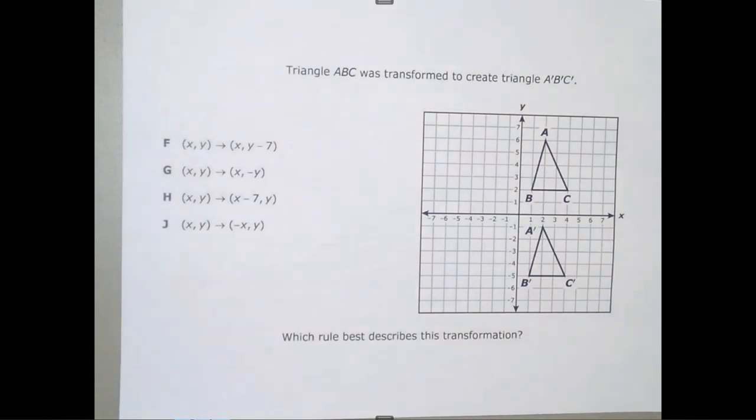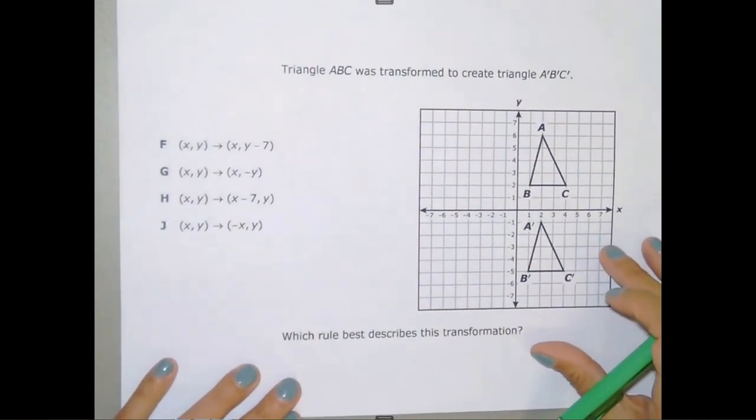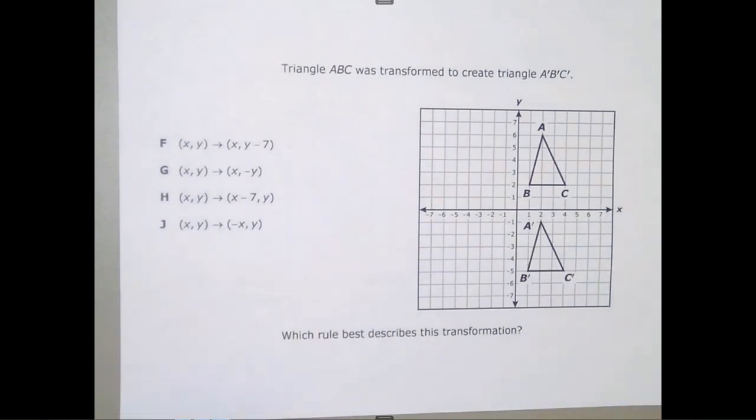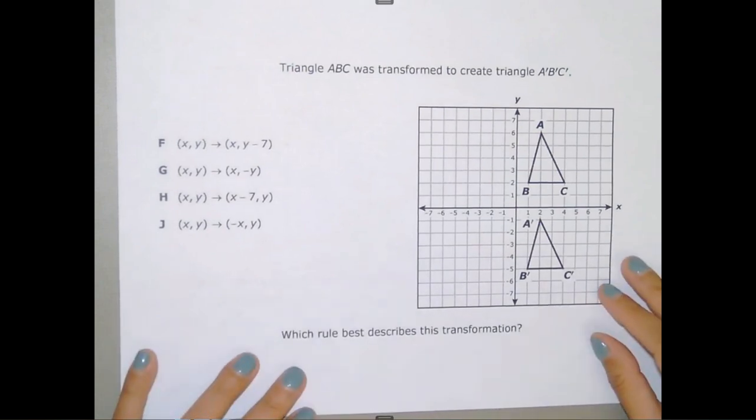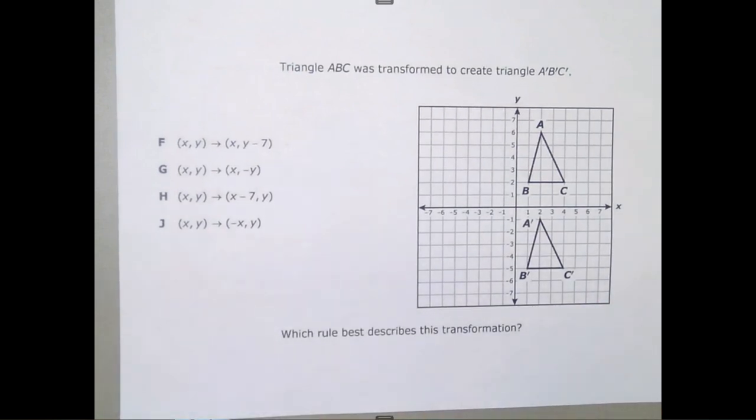All right, number 3. Triangle ABC was transformed to create triangle A prime, B prime, C prime. Which rule best describes this transformation?